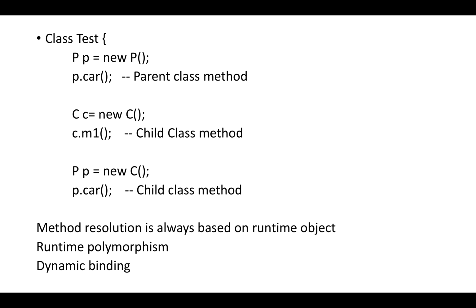Whenever we write the parent reference and child object, and we execute the p.car method, you might think that it executes the parent method, but we already discussed that. No, method resolution is always based on the runtime object, even if it is a parent reference. At runtime the JVM will check that the object is a child class, and we overrode this method in the child class. So first it will check if this method is available in the child class. Yes, there is a method with the same name, so first it will execute the child method. This we call runtime polymorphism and also dynamic binding.